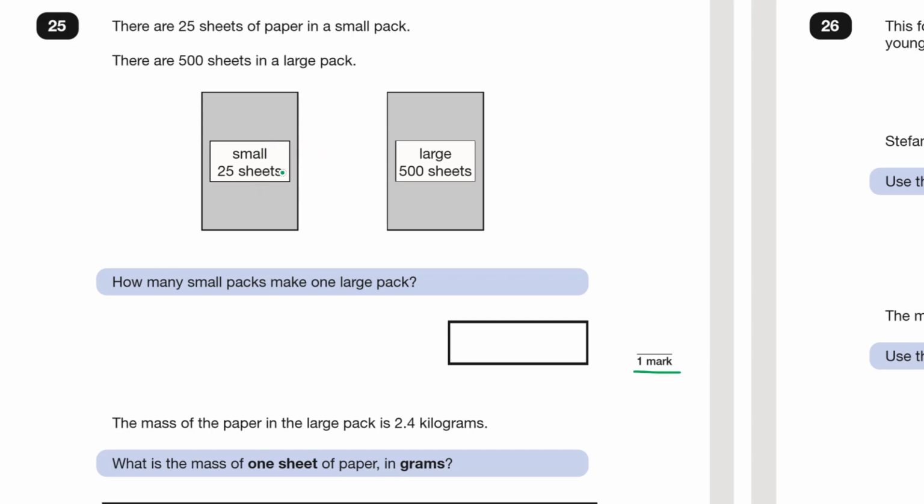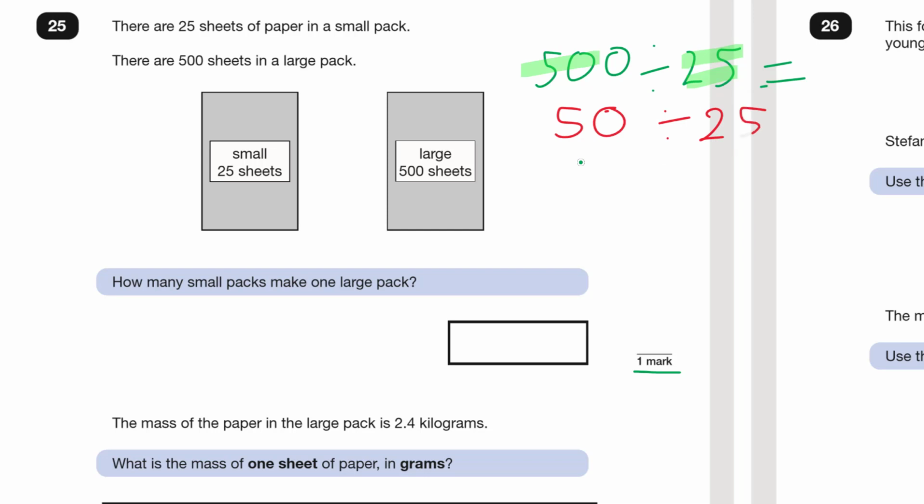How many, so we've got 25 sheets and 500 sheets. How many of the smaller sheet pack make a large pack? So it's a sharing question. So it's a 500 divided by 25. So 500, the number sentence is 500 divided by 25. Now for this, you could do a long division, or you might look for a known fact and you might spot the link between 50 and 25. Now I know that 50 divided by 25 is 2.